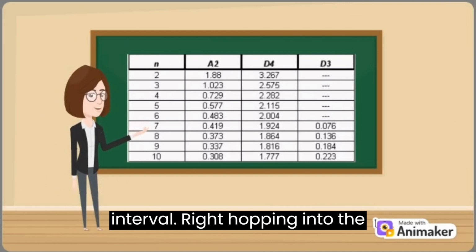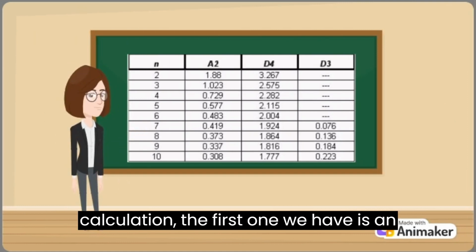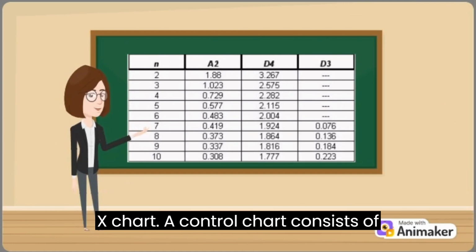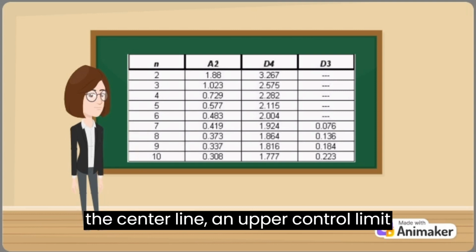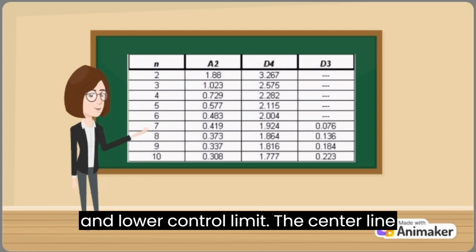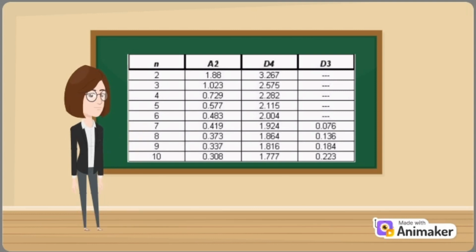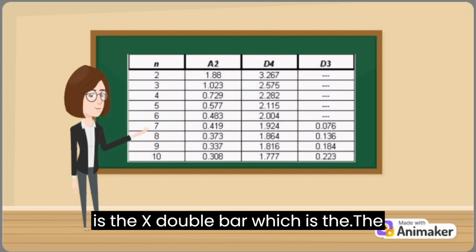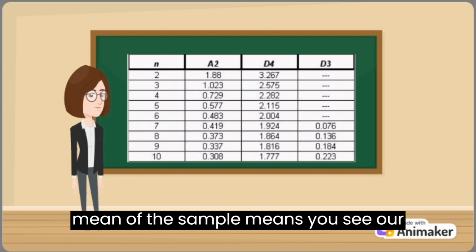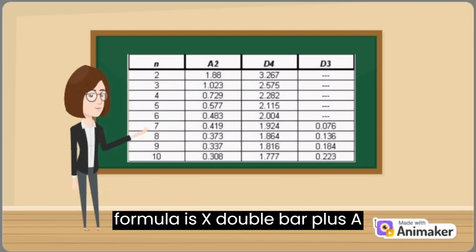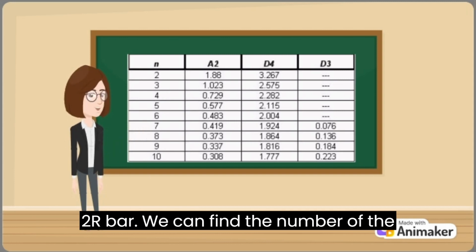Right, hopping into the calculation. The first one we have is an X bar chart. A control chart consists of the center line, an upper control limit, and a lower control limit. The center line is the X double bar, which is the mean of the sample means. UCL's formula is X double bar plus A2 R bar.